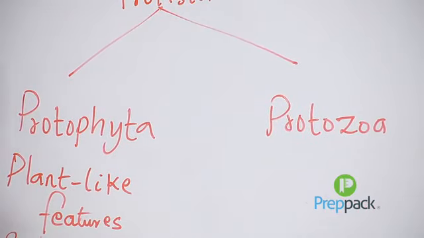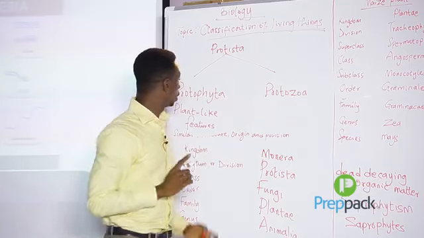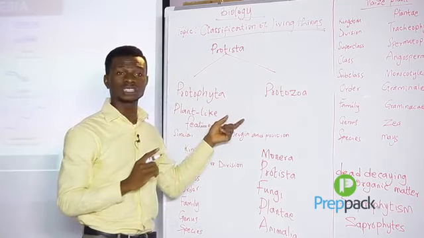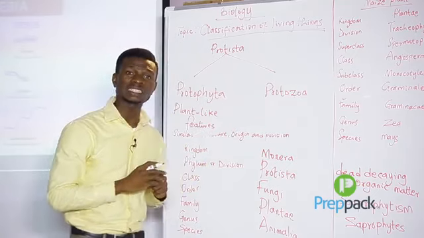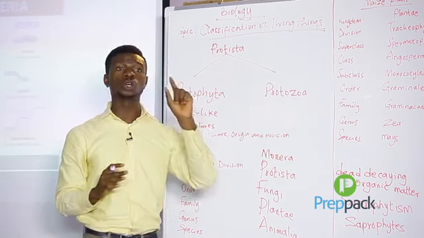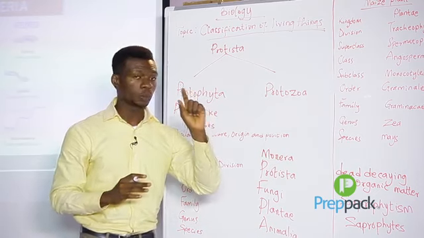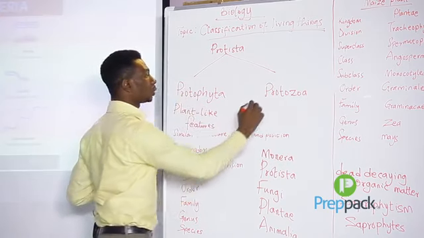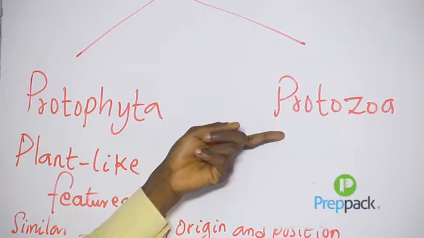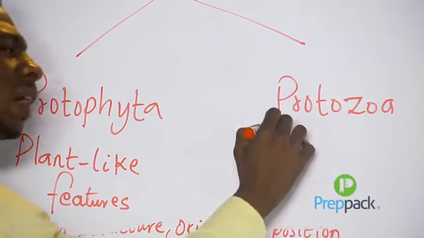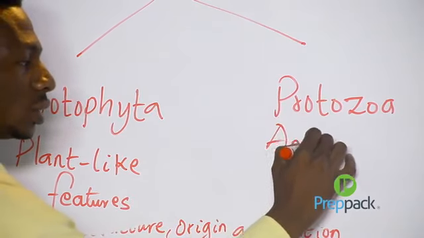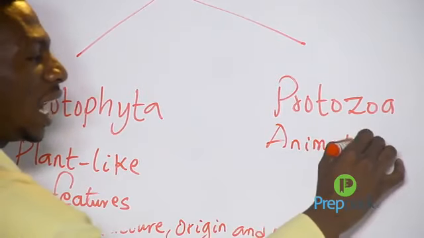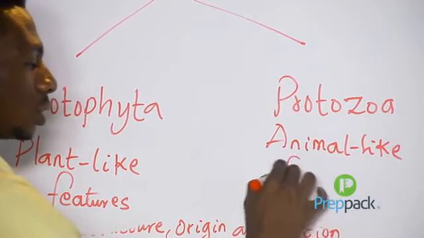Something is very basic when you want to characterize an organism as a plant, and that is the possession of chlorophyll. Possession of what? Chlorophyll. Now, phylum Protozoa, they possess animal-like features.